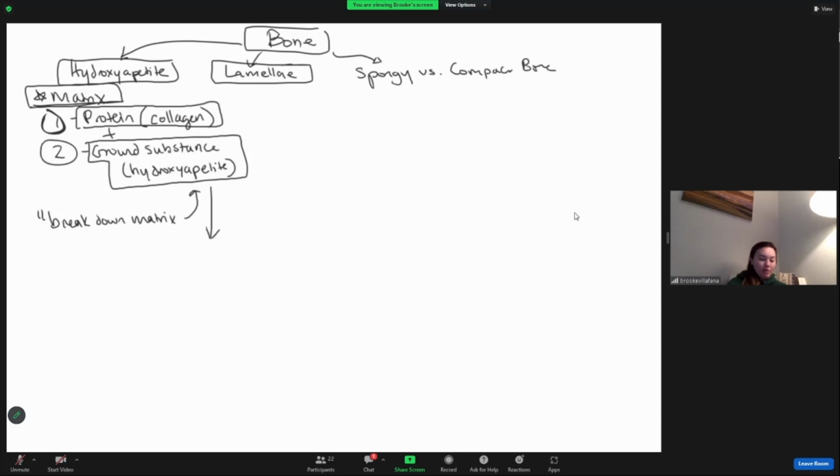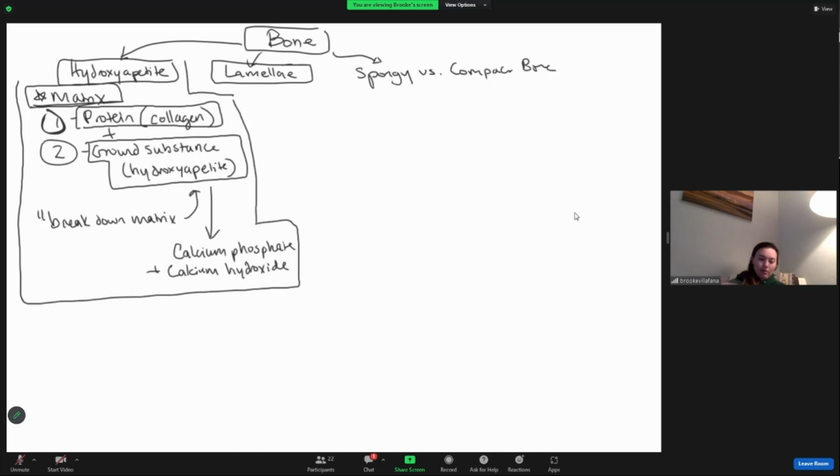Hydroxyapatite is actually made up of calcium phosphate and calcium hydroxide. So like I had just said, the main thing that we're building up and we're breaking down is calcium, okay? And that's for muscle contraction, which we'll cover next unit, when you guys get to unit 3, okay?